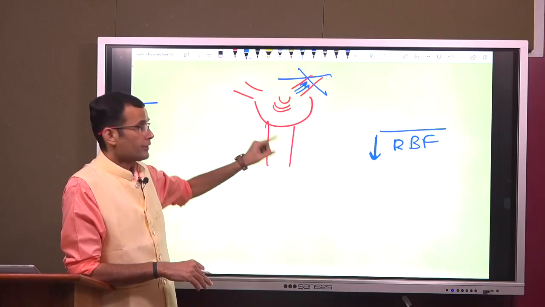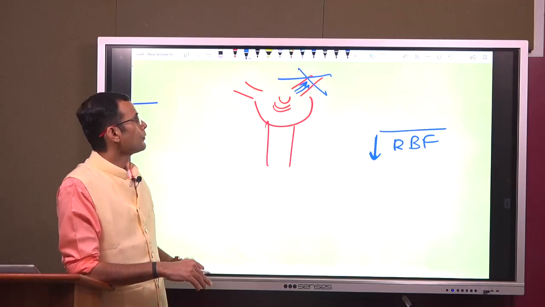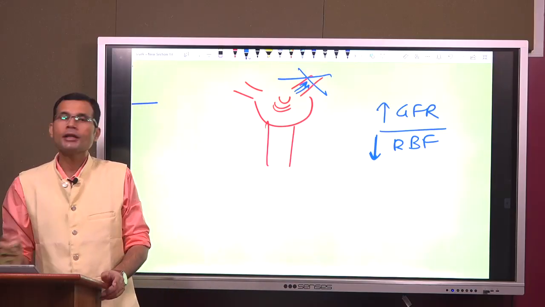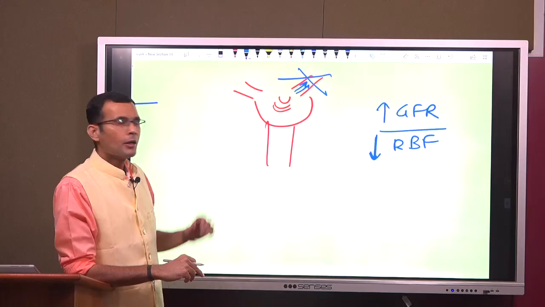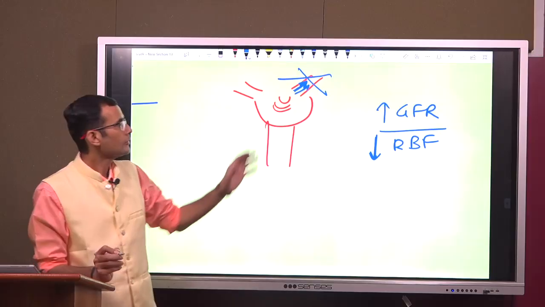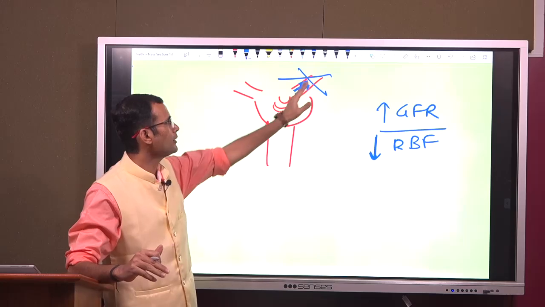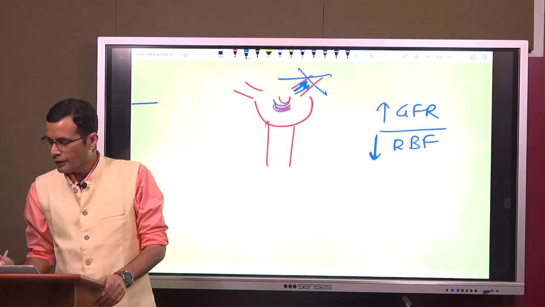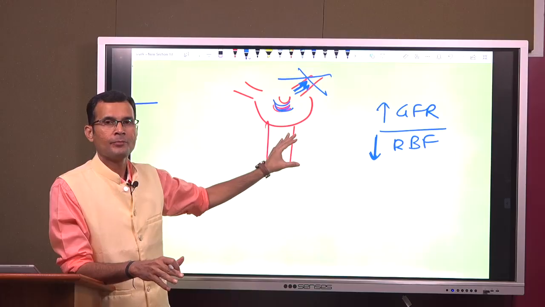Now, yes, so renal blood flow will decrease in the efferent arteriole constriction. What about the GFR? GFR will increase. Why? Because the blood leaving the glomerulus now has become less. Less blood leaving the glomerulus because of the constriction. That means more blood accumulates in the glomerular capillaries.